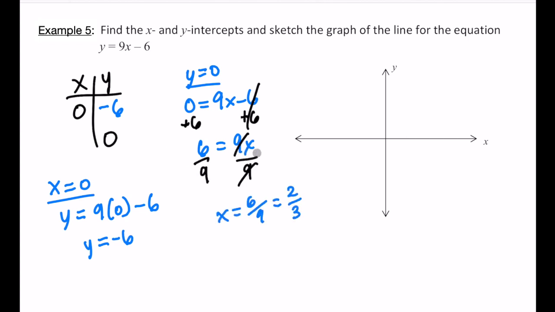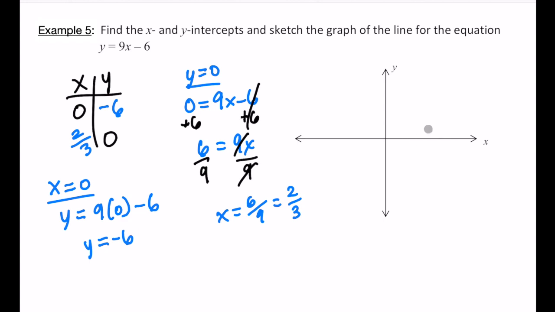That leaves us with x on one side is equal to 6 over 9 on the other side. And 6 over 9 can be reduced to 2 over 3 if we divide top and bottom by 3. So when y is equal to 0, x must be equal to 2/3. And this will be a point on the x-axis with an x-coordinate of 2/3 and a y-coordinate of 0. So that's the x-intercept of this line.